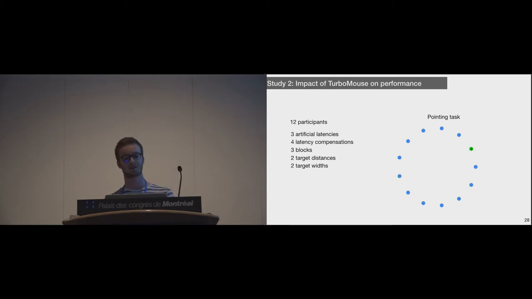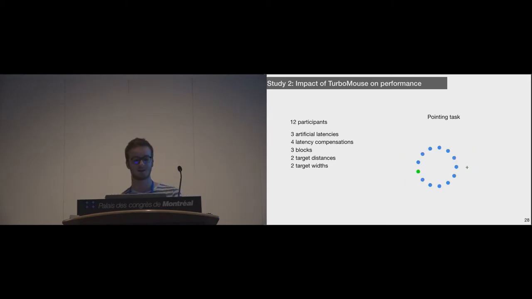We then ran a second experiment to evaluate if our compensation method improves user performance in a pointing task. 12 participants were instructed to perform the same pointing task as for the first study. Clicking outside the target was considered an error. The error rate was displayed, and we asked participants to respect a 4% error rate. The design was 3 artificial latencies, 4 latency compensations, 3 blocks, 2 target distances, 2 target widths, and 9 targets to select.